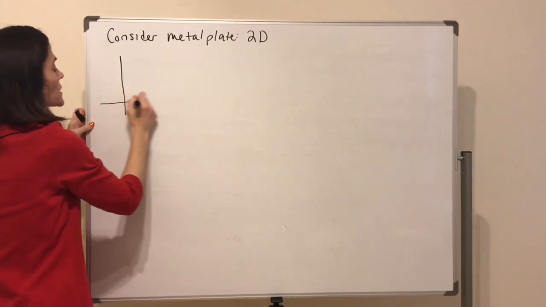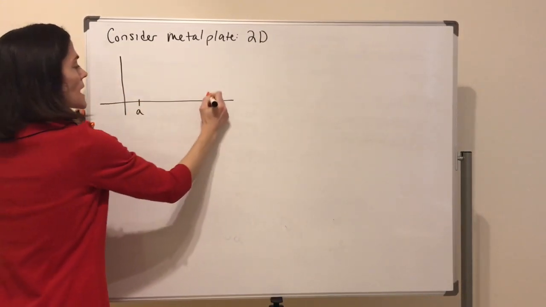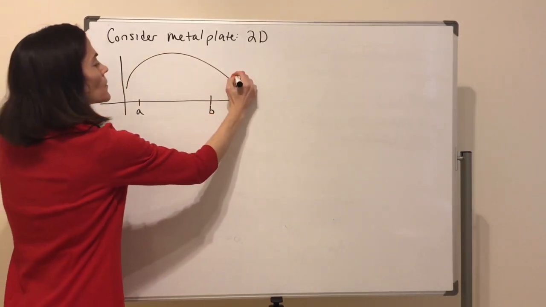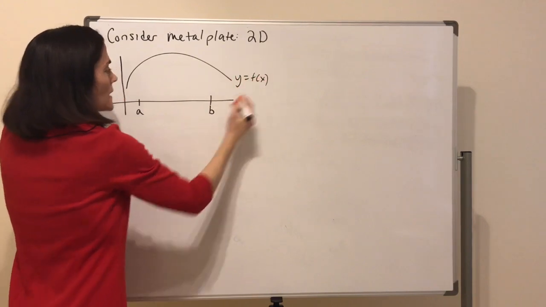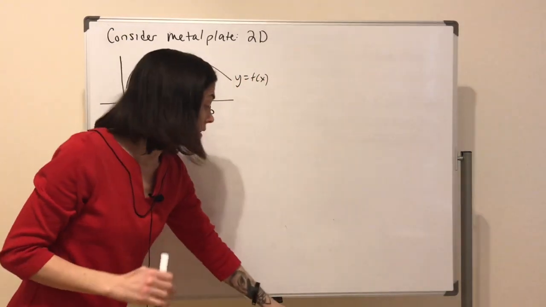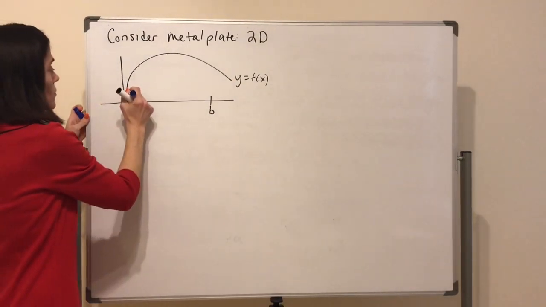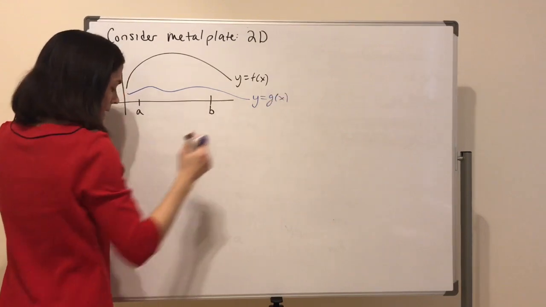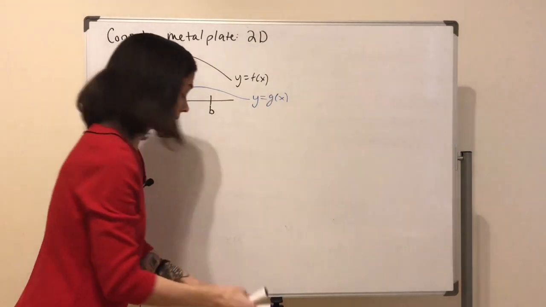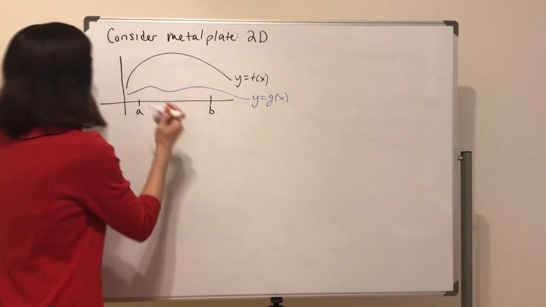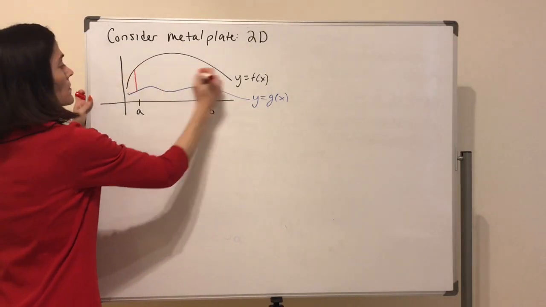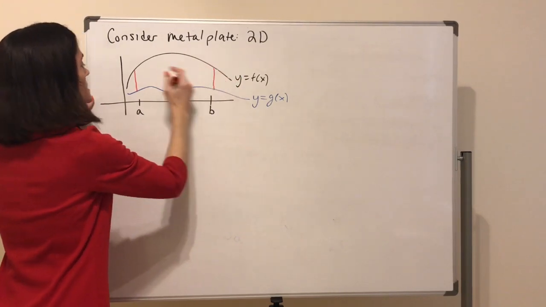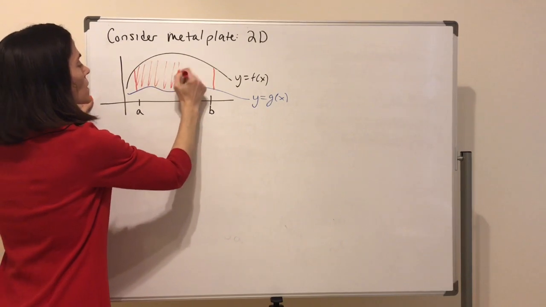So let me draw a picture. We have some x equals a, x equals b. And then we have some function up here, y is f of x. And we have some function below, y is g of x, and the metal plate occupies the space in between. And maybe I will shade it here and here. Here's this endpoint, and all of this is our metal plate.